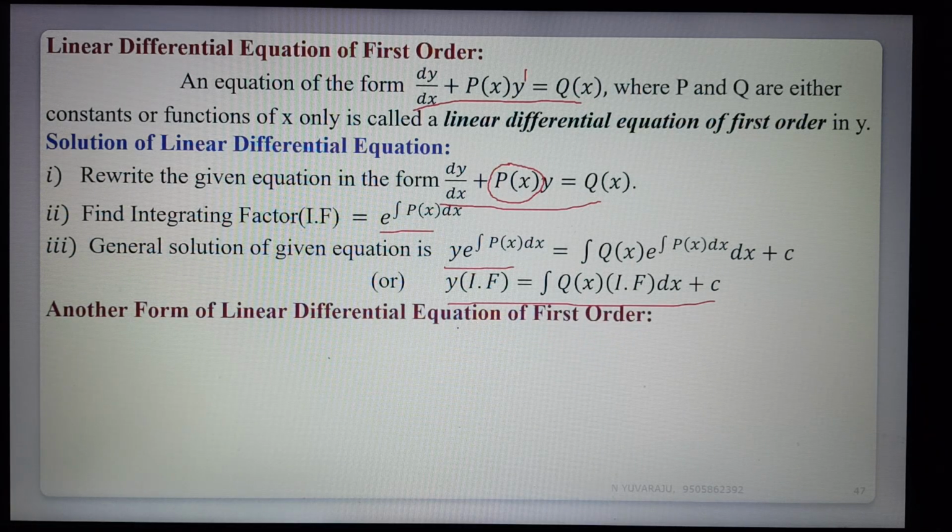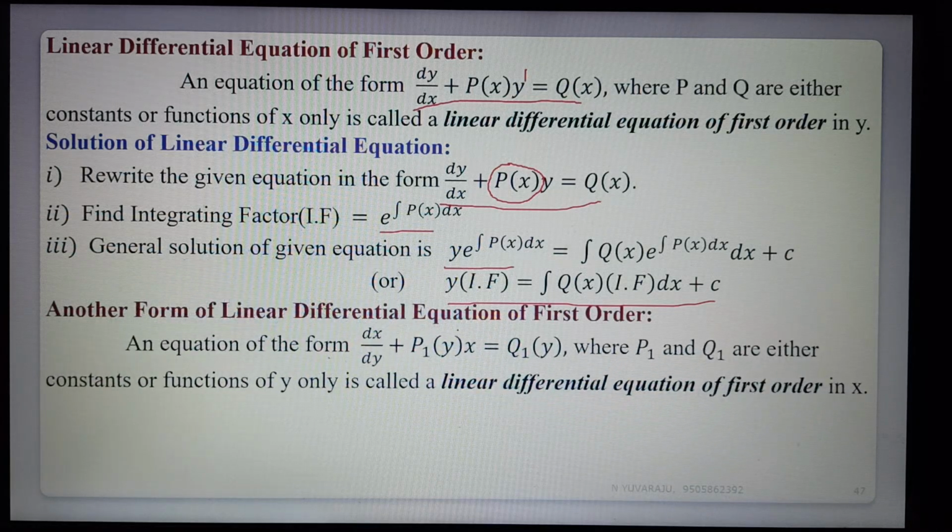Another form of linear equation is the second form. An equation of the form dx by dy plus p1 of y into x is equal to q1 of y, where p1 and q1 are functions of y only. Here p1 of y is the coefficient of x only, and x power 1 is compulsory. This is the second form of linear differential equation of first order in x. The solution follows the same procedure.